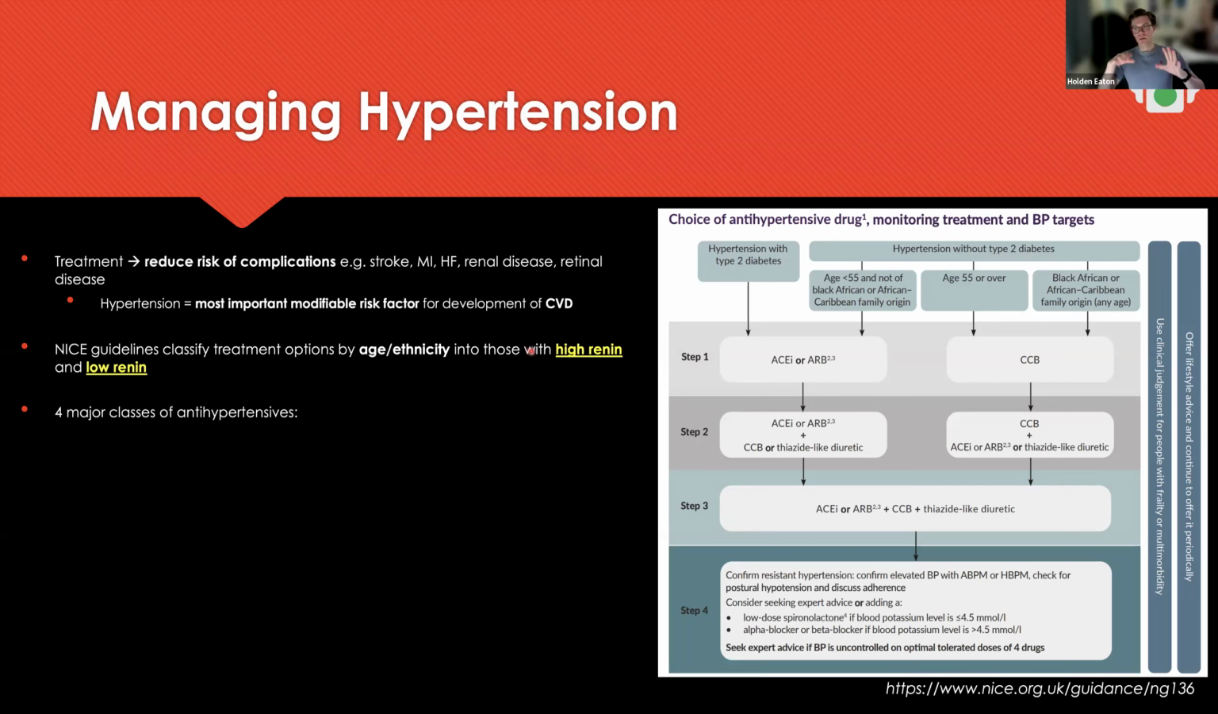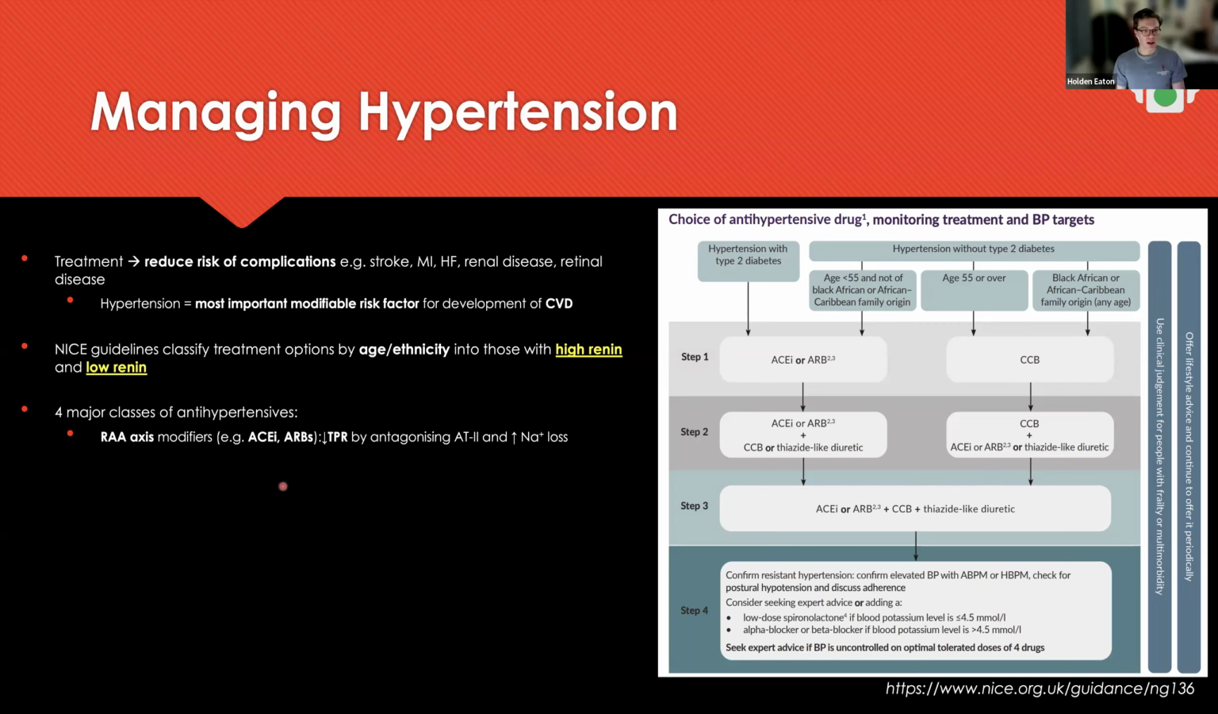If you're someone who's high renin, essentially your primary problem is that your renin-angiotensin-aldosterone cascade is overactive for whatever reason, starting with renin at the top. So targeting that system will be beneficial. That's those on the left. And if you're low renin, you're less likely to benefit from renin-angiotensin-aldosterone system antagonists directly, so they have a slightly different stream of treatments. Hopefully this will make sense in a second when we go through each of the treatments themselves.